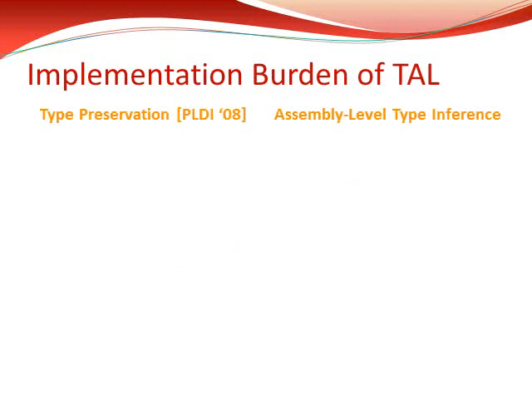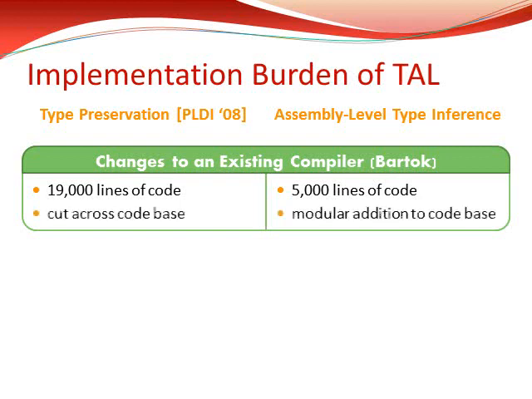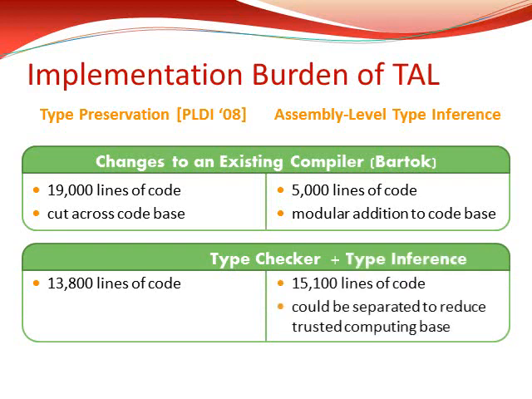As for the burden of implementing our new type assembly language, we compared with the old type preservation method. To change an existing compiler, namely Bartok, it used to take 19,000 lines of code that had to be changed. Whereas for our thing, we only need 5,000 lines of code. Furthermore, those 19,000 lines of code cut across the entire code base, whereas our 5,000 lines were just a module addition to code base, namely to output the type signature to file. Our type checker before was 13,800 lines of code, but now including inference, it's 15,100 lines of code, and these two portions could be separated to reduce the trusted computing base size.